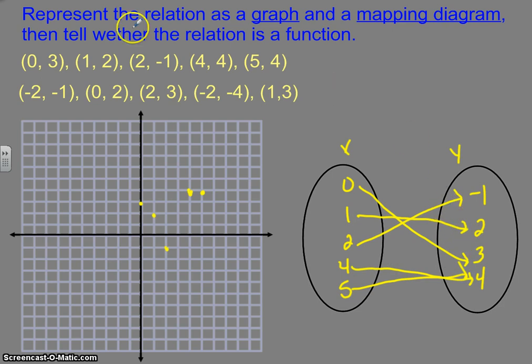Is this a function? Well, let's look at the x values. Do we have any of the same x values here? Got a 0, 1, 2, 4, and 5. No, I don't have the same x values anywhere, so it is a function. Let's look at the second one. We're not going to do a mapping or a graph, but let's see if it's a function. I've got a negative 2 here, notice, and a negative 2 here. So I've got the same x value paired with 2 different numbers, not a function. In other words, I have x repeating.